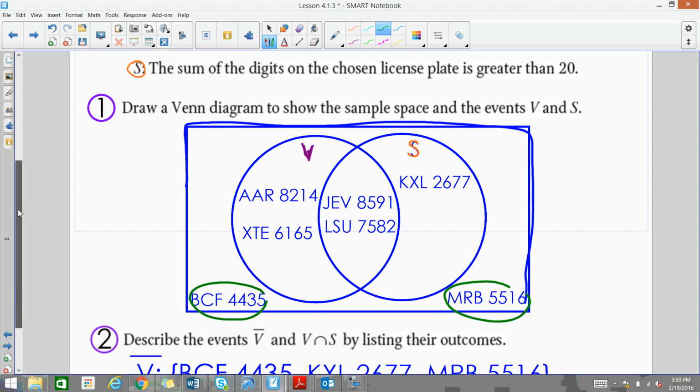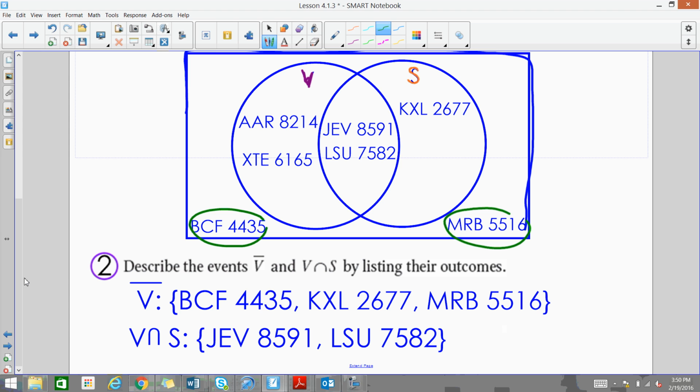So then the second one, it said describe the events V not. Not being in V means that you're anything but V. So whether you're in the intersection or you're in V, we're not including those things. So you're going to have three things: B, C, F, whatever those numbers are, KXL, whatever those numbers are, and MRB, whatever those numbers are. All right, so those are in V not.